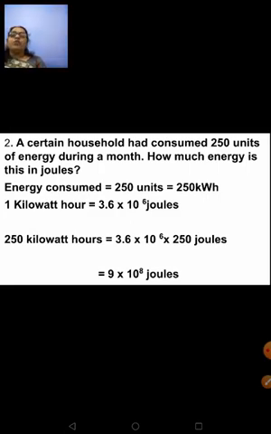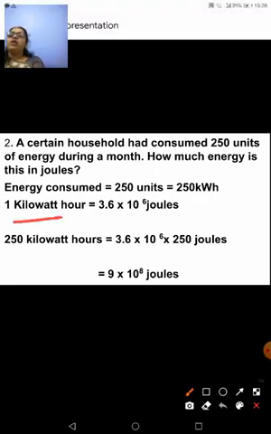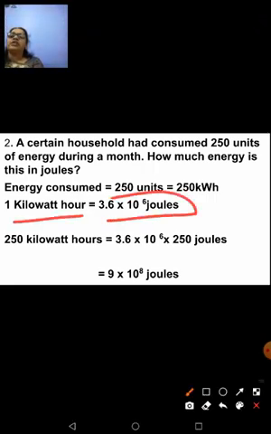So you all know that 1 unit is equal to 1 kilowatt hour. Therefore 250 units is equal to 250 kilowatt hour. Now 1 kilowatt hour is equal to 3.6 into 10 raised to 6 joules. Therefore your 250 kilowatt hour will be 3.6 into 10 raised to 6 into 250, which will give you 9 into 10 raised to 8 joules. Clear to you? Just direct substitution.